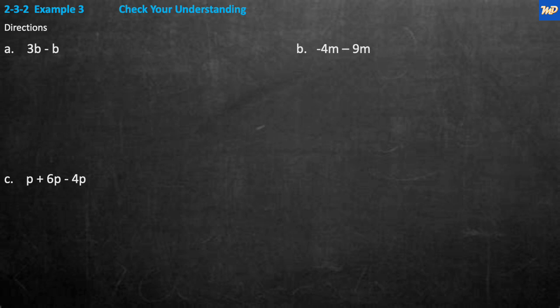Okay, now that you've taken the time to stop the slide and work these out on your own, let's do them together. First thing we're going to do is look at A, and we have 3b and a minus b. Okay, so we're going to use the distributive property. Right now, we don't have to move anything anywhere. We can just use the distributive property, and I'll take the b out first.